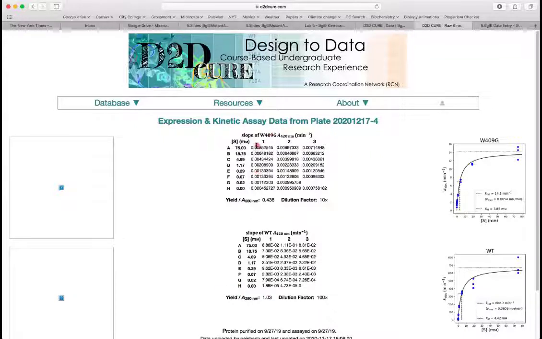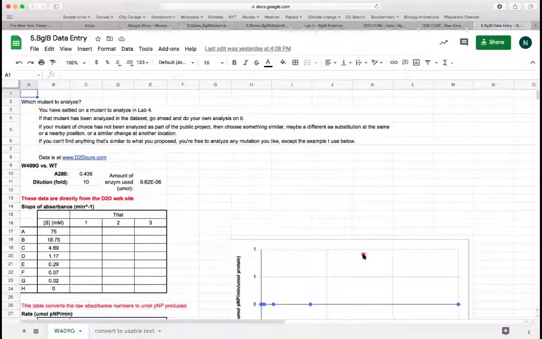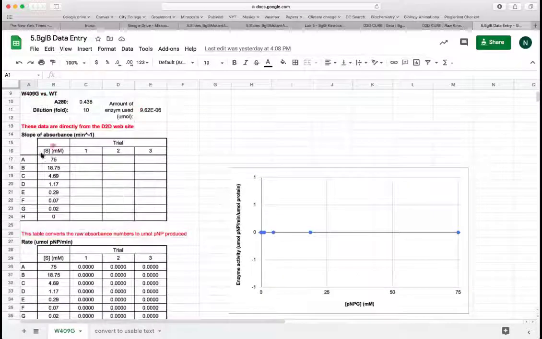Okay, so once again, these data are slopes, and this is the data that we're going to use for analysis. And like I said, I've made it kind of easy for you because I've prepared this spreadsheet. There's a lot of things on this spreadsheet, but first of all, there's a table that looks a lot like the table from the raw data page. This says up here W409G versus wild type. I'm just going to do the mutant, and I'm going to leave it up to you to do the wild type analysis. Of course, you're not going to use this mutation. You can't use W409G. You have to find a mutation of your own to analyze.